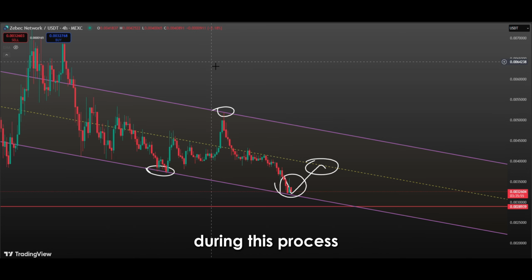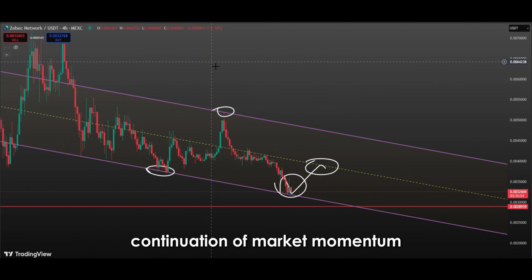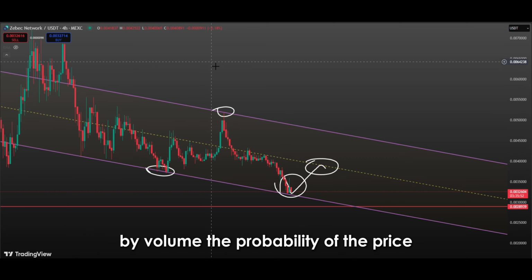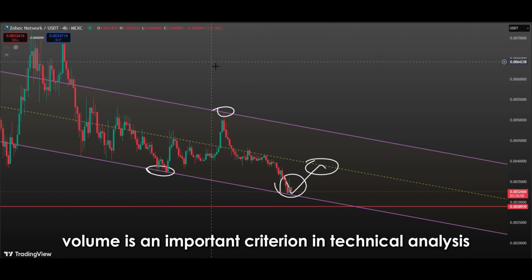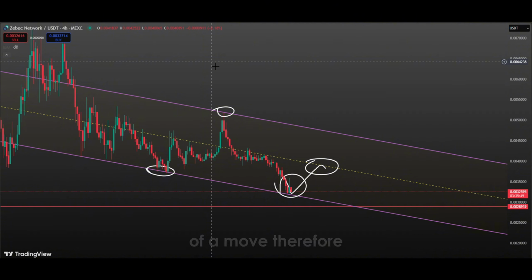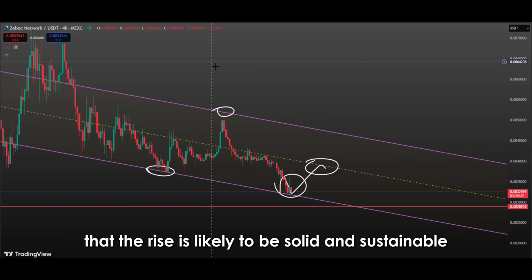During this process, the performance of the price will be critical in terms of reflecting the continuation of market momentum and the strength of the buyers. If the reaction from the lower band is supported by volume, the probability of the price reaching the midline target increases significantly. Volume is an important criterion in technical analysis for measuring the strength and sustainability of a move. Therefore, an increase in trading volume as the price reacts at the lower band indicates that the rise is likely to be solid and sustainable.